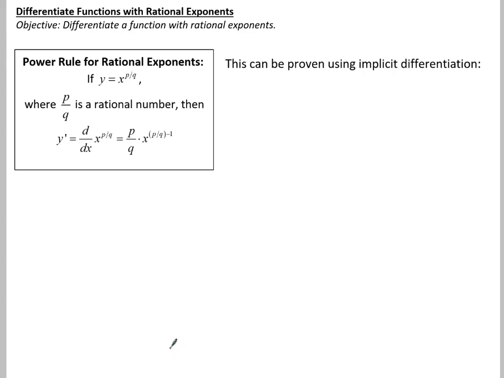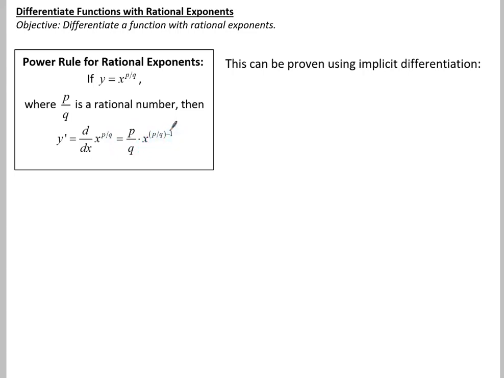Our objective in this lesson is to differentiate a function with rational exponents. Basically, we just use the power rule for rational exponents. If y equals x to the p over q, where p over q is a rational number, then y prime, the derivative with respect to x, of x to the p over q, equals p over q times x to the p over q minus 1.